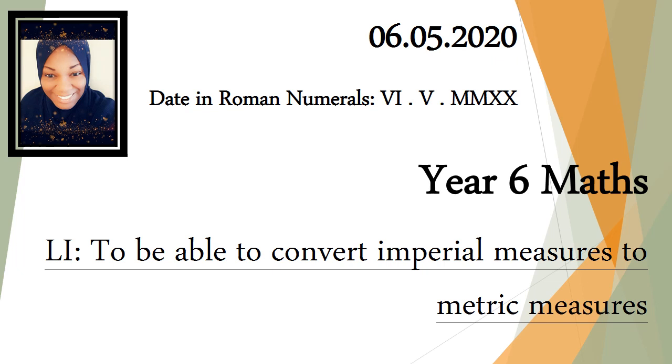Okay, so I'd like you to write down today's date, numerical date and in Roman numerals, and then I'd like you to write down our learning intention, which is to be able to convert imperial measures to metric measures.